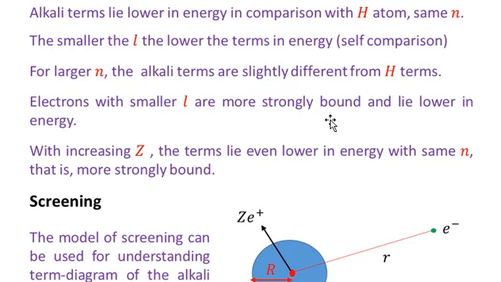Electrons with the smaller L are more strongly bound and lie lower in energy. So from the pattern, you have seen that the smaller L terms lie lower in energy. So it means that these terms are strongly bound to the nucleus. Now with increasing Z, the terms lie even lower in energy with the same n, that is, more strongly bound.